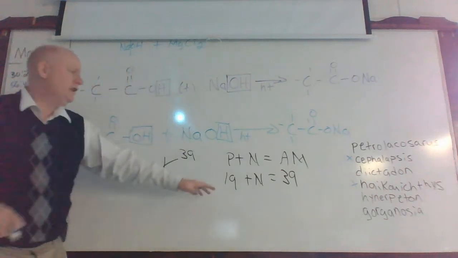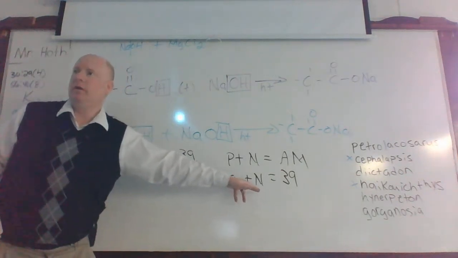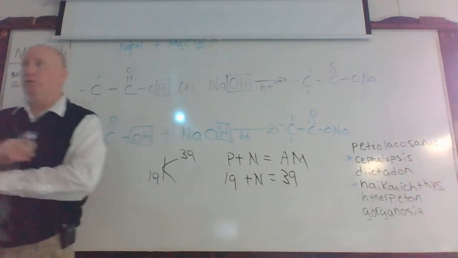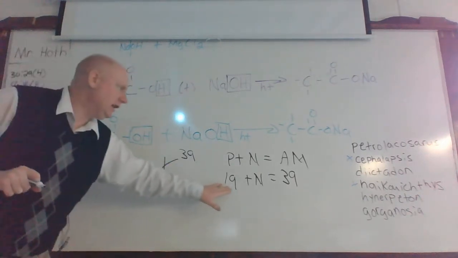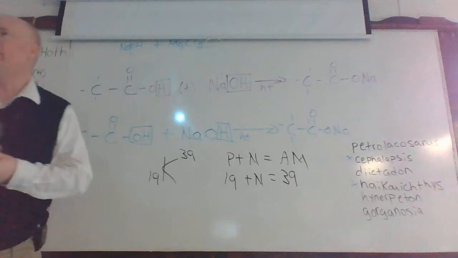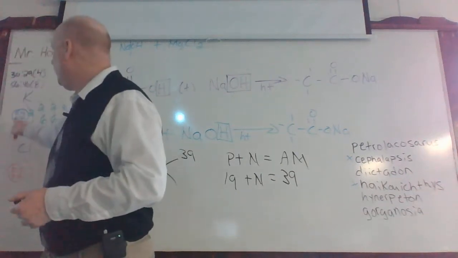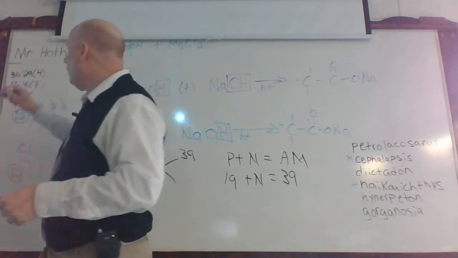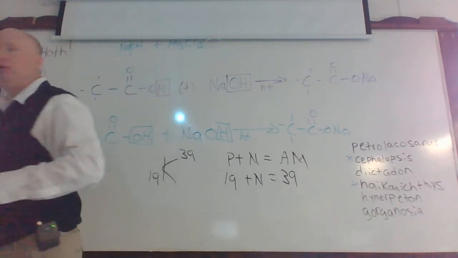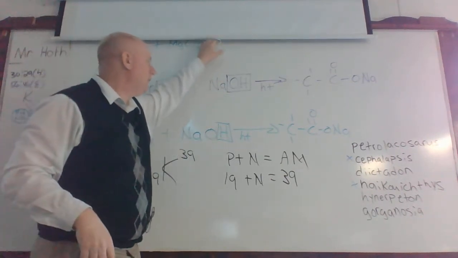So how do you get n by itself? You subtract the two. And that's true for any element on the table. When you take 19 from 39, you get what number? 20. And that's why the 20 is written in there. Like I said, anything from element 1 all the way up to 118.